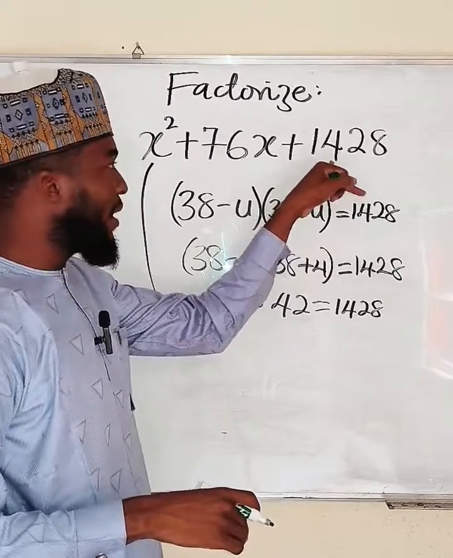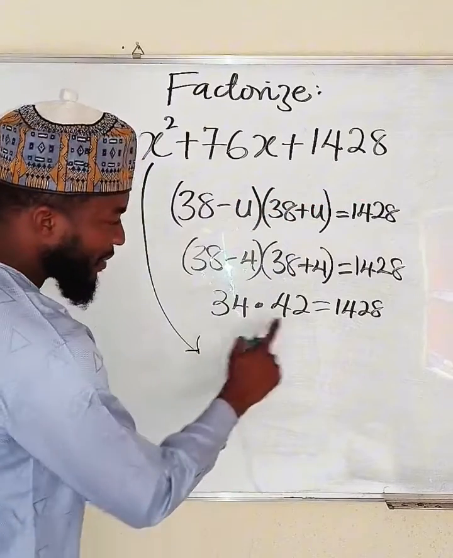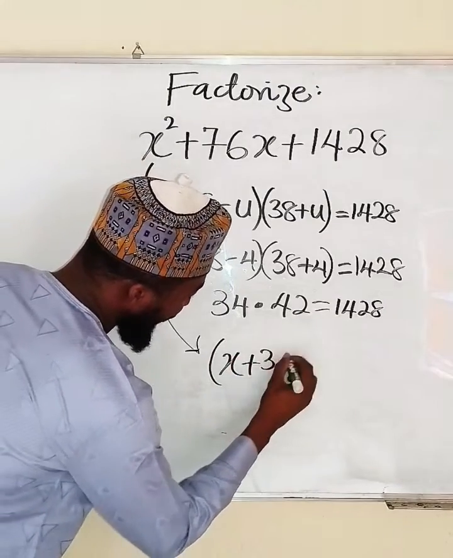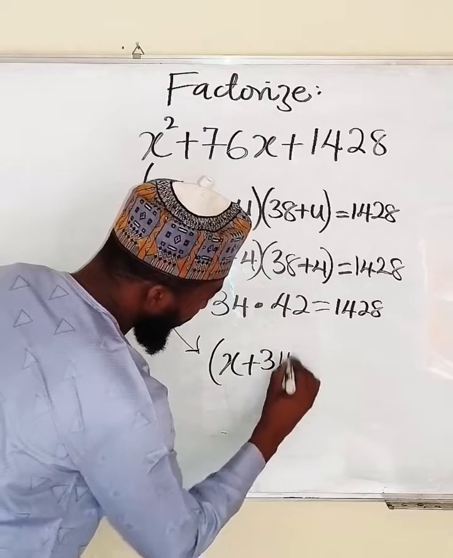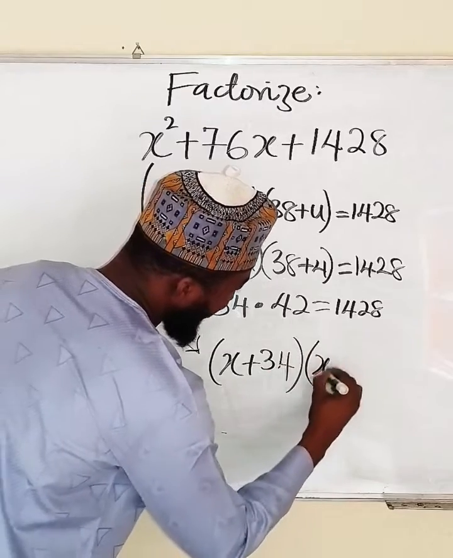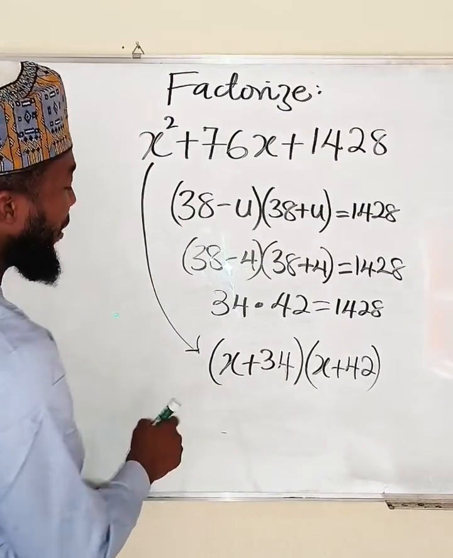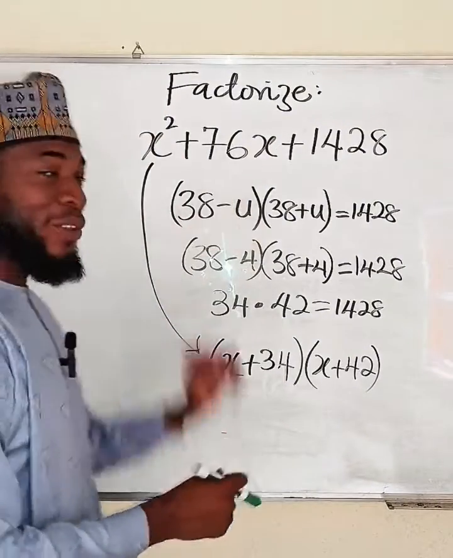So therefore, this can now be factorized, because we only need to think of two numbers that can be multiplied to get the constant, and the sum will be 76. And these are the two numbers. So it will be x plus 34 multiplied by x plus 42. And this is said to be the factorized version of this quadratic expression.